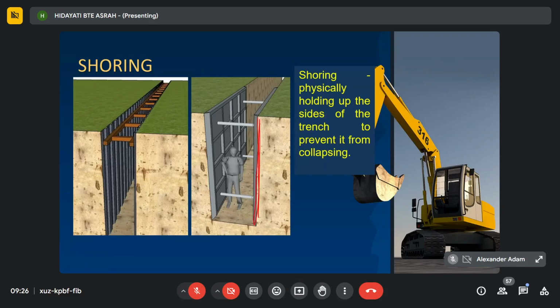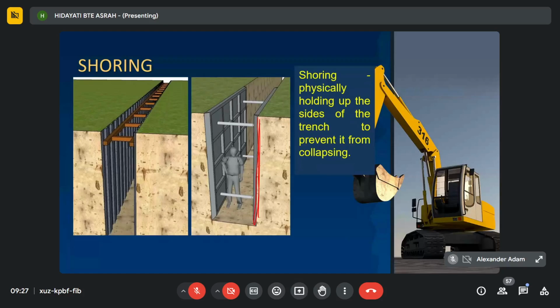We call it shoring. So there are numerous methods of shoring. It can be permanent, can be temporary. Permanent meaning that you're not going to remove that shoring. Temporary, you have to remove lah after you complete your trench excavation process. Okay, so examples of temporary techniques are shoring box and sheet piling. This one we will look at after this.